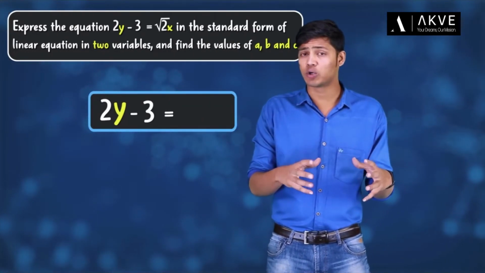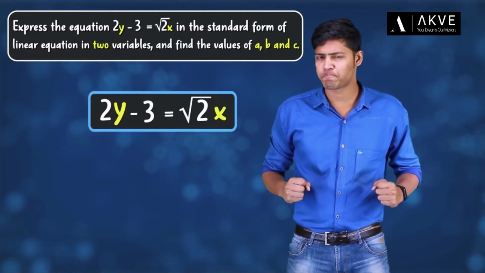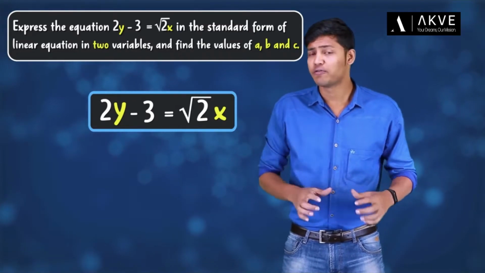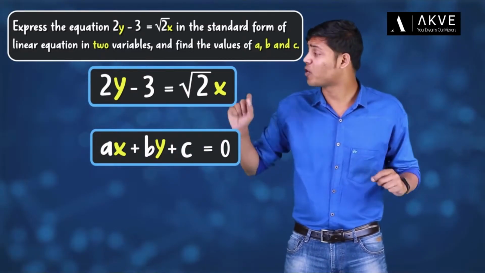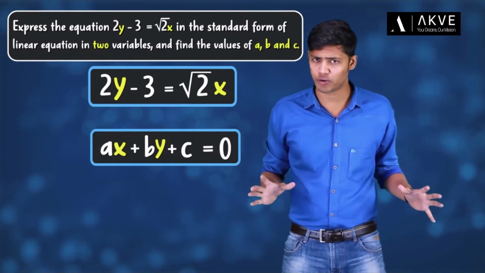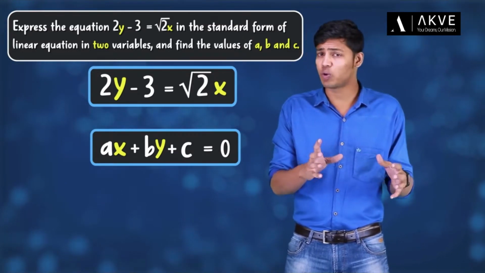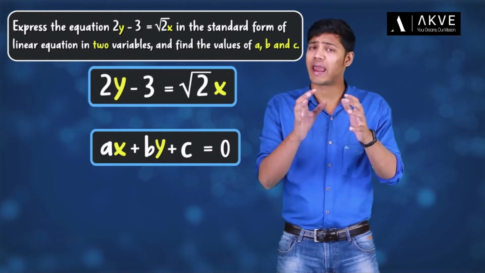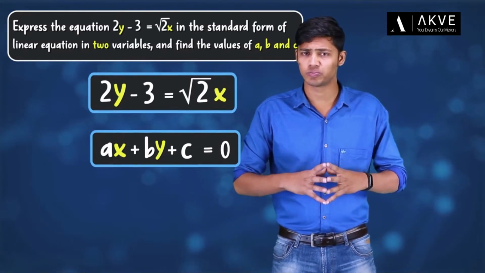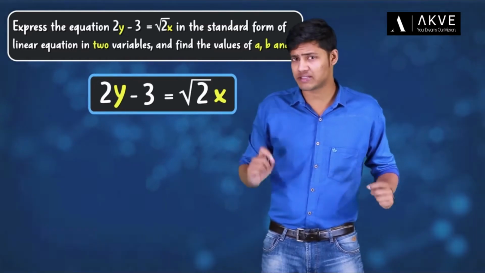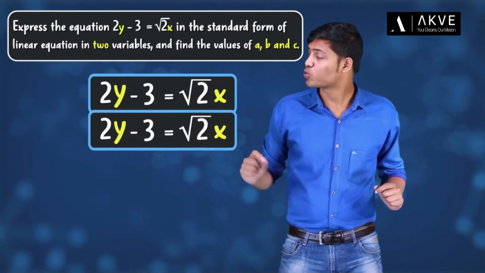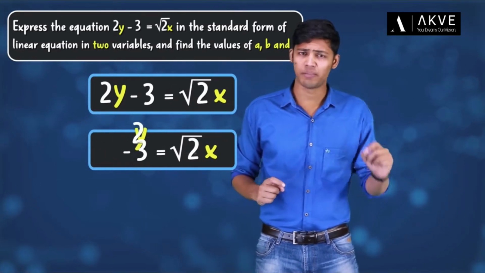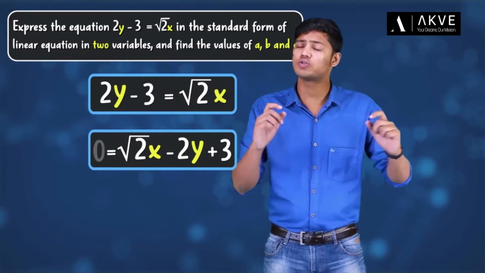So, the first one here is 2y minus 3 equal to square root of 2 multiplied by x. Before we try to solve this, first observe that this equation is not in a standard form, that is, of the form ax plus by plus c equals to 0. So our first step is to convert this equation into the standard form ax plus by plus c equal to 0. So the equation 2y minus 3 equals to square root of 2 multiplied by x will be rewritten as square root of 2 multiplied by x minus 2y plus 3 equals to 0.